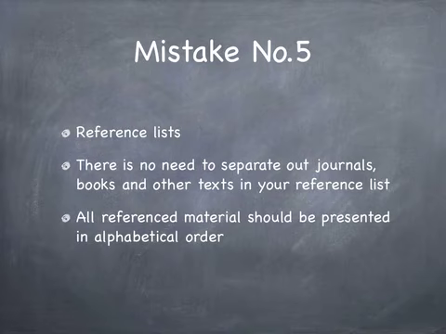However, when you set out your reference list, it should always appear in alphabetical order. There is no need to separate out journals, books, and other texts in your reference list. Students do this, and I can understand why, but it's not the Harvard system and it's not the convention. So again, when you're listing out all of your references, they appear in alphabetical order by surname. Again, in your reference list, it's sufficient to give the author's first name initial. It doesn't have to be their full name. And again, that's in line with the Harvard referencing system.